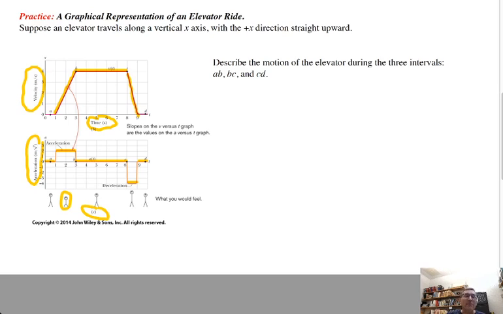Now, in the slowing down phase, starting at point C on the velocity curve, the velocity is still positive. Yes, it's getting smaller, but it's positive. But the acceleration is a negative value. So in the slowing down phase, the velocity and the acceleration have opposite signs. The velocity is positive, the acceleration is negative. That means slowing down. That's exactly what the elevator is doing. And in that phase of the travel, you feel more stretched out.